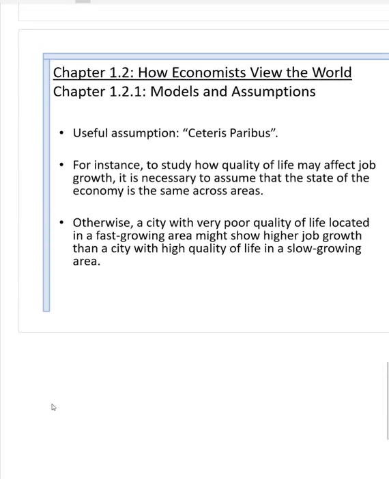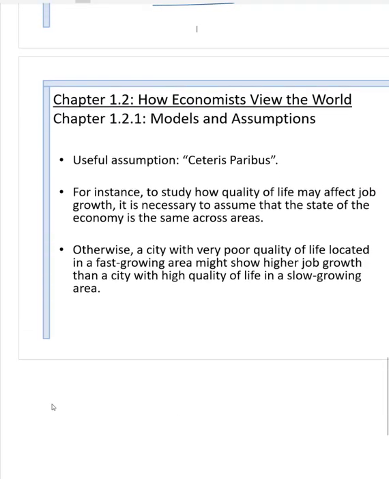Now, one important type of simplification, one important type of assumption we'll be making all the time is the so-called ceteris paribus. Ceteris paribus means everything else constant. It is a very famous assumption in economics. Here's an example of why it is important. Let's say you want to study how quality of life may affect job growth.